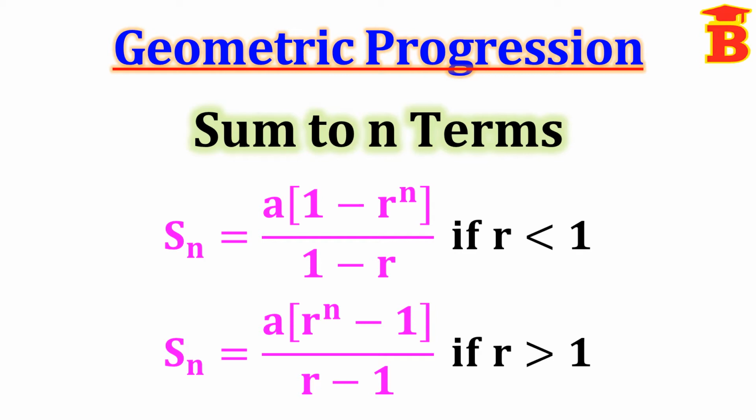Here a is the first term and r is the ratio. So if the ratio is less than 1, we use this first formula, and if the ratio is greater than 1, then we use this second formula.